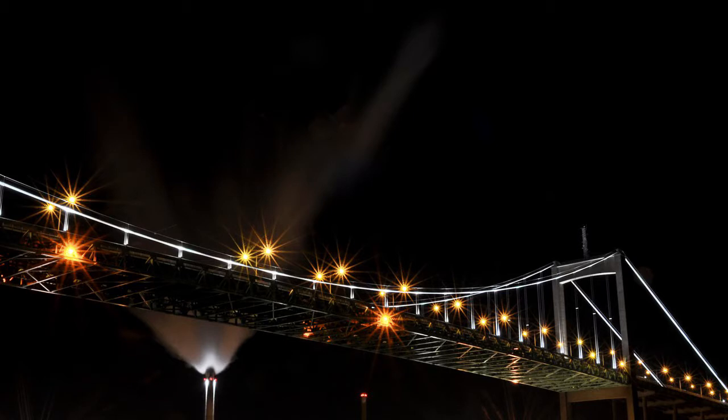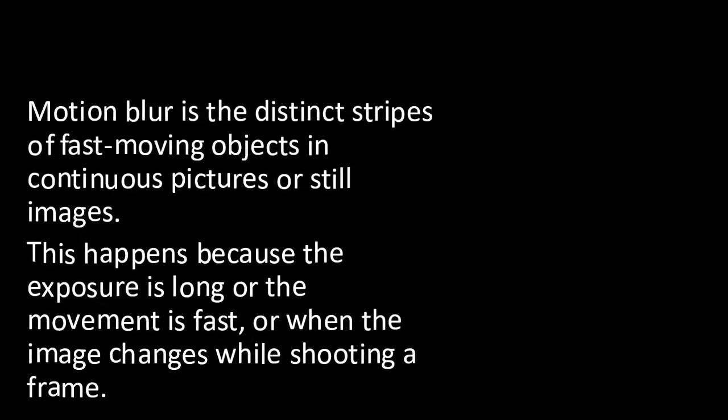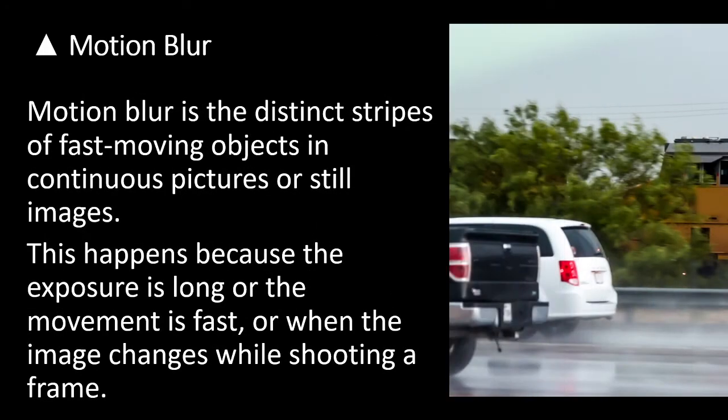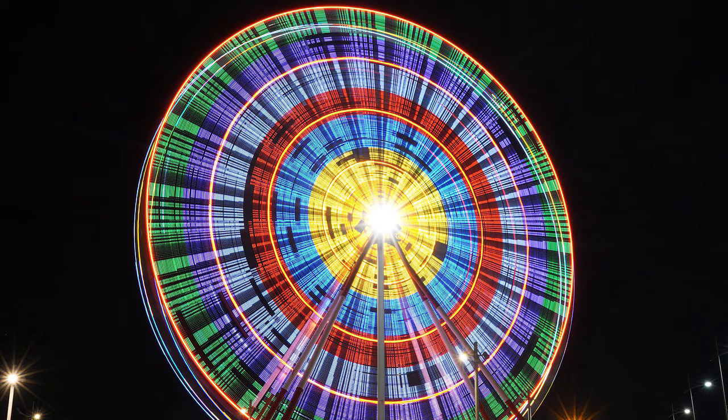So, when shooting by hand without using a tripod, a fast shutter speed of 1/60 to 1/100th is used. Motion blur blurs the distinct outlines of fast-moving objects in continuous pictures or still images. This happens because the exposure is long or the movement is fast, or when the image changes while shooting a frame.